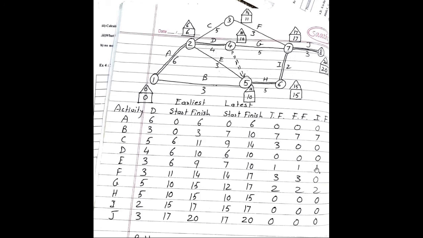G activity, we will calculate the independent float. This is activity G. 17 minus 10 becomes 7. 7 minus 5 becomes 2. So this way we can calculate the total float, free float and independent float for all the activities.